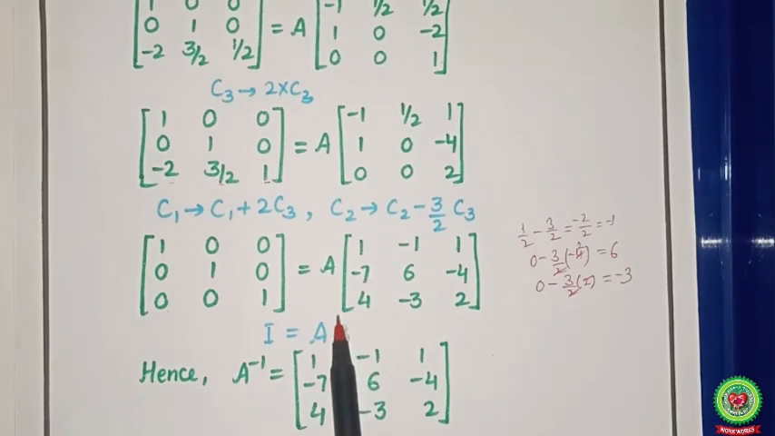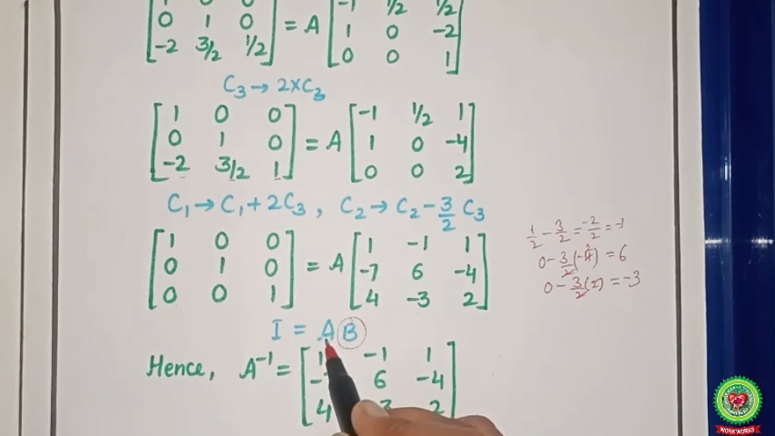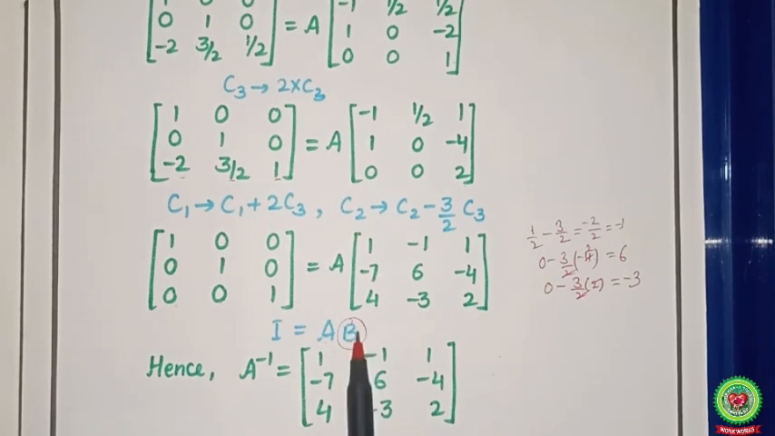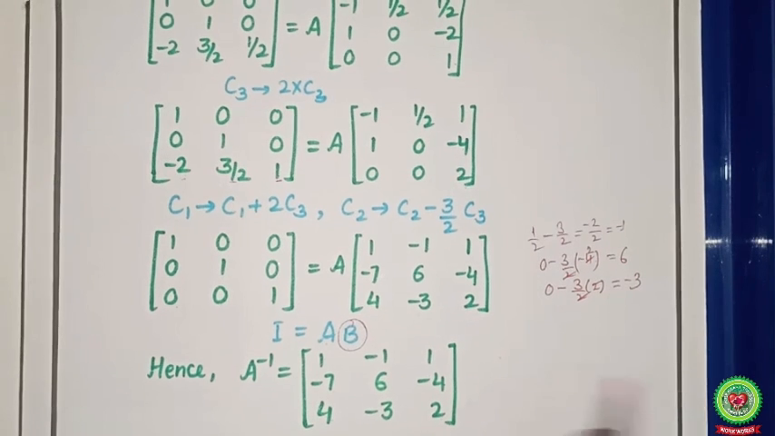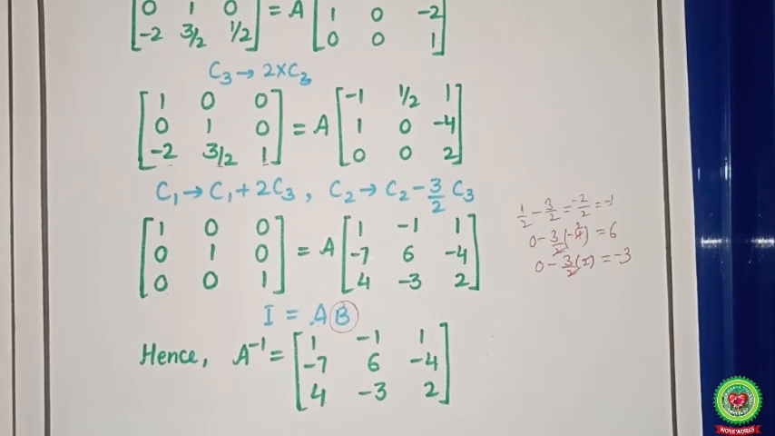It is A and it will be denoted as B. Now B will give us the inverse of A. So from here we get A inverse is equal to 1, minus 7, 4; minus 1, 6, minus 3; 1, minus 4 and 2. In this way we can find the inverse of a matrix using transformations, either row transformations or column transformations.